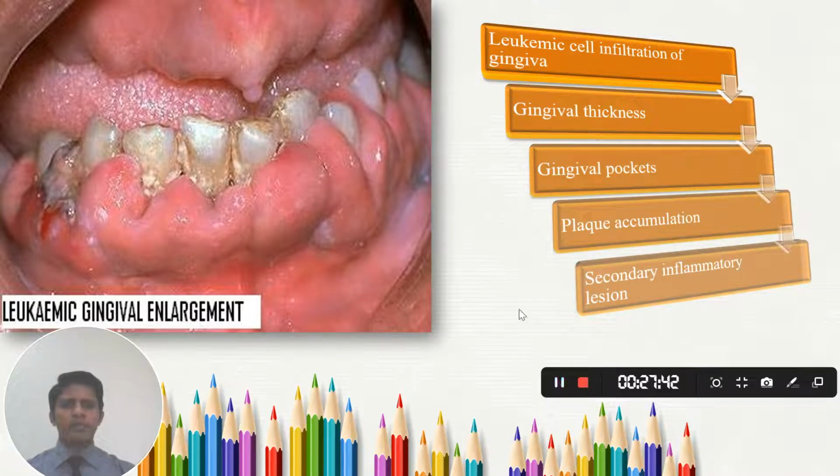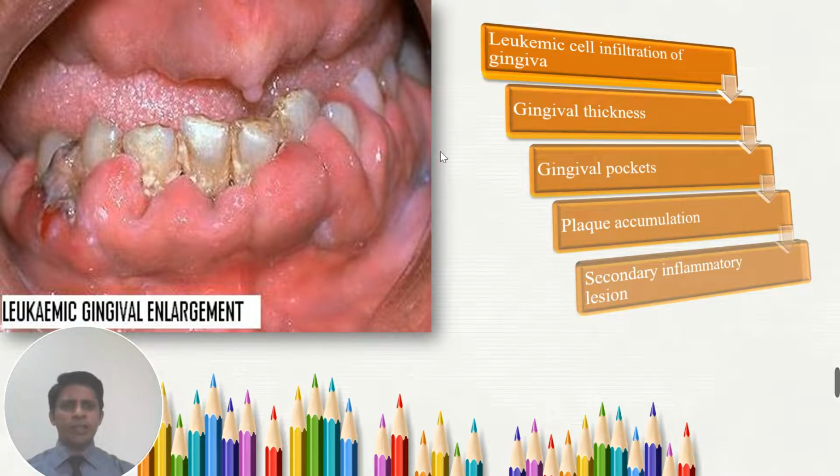The mechanism is leukemic cell infiltration of the gingiva, which leads to gingival thickening. The thickening of gingiva leads to the formation of gingival pockets. The gingival pockets cause accumulation of plaque, which again causes the appearance of secondary inflammation. And in this way, leukemic gingival enlargement occurs.